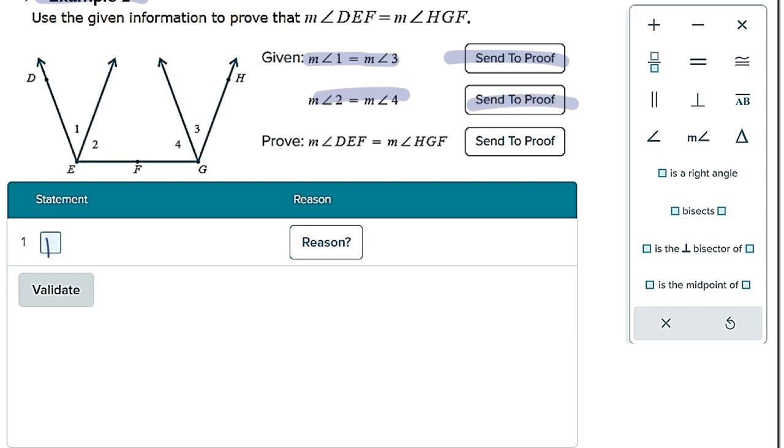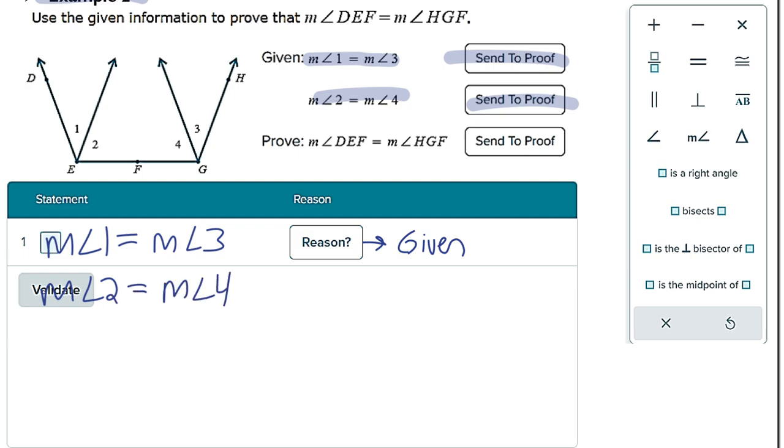So we know that the measure of angle 1 is equal to the measure of angle 3. Again, the reason, well, that is given to us. The next one, after you validate that, is the measure of angle 2 is equal to the measure of angle 4. And again, that is just given to us.